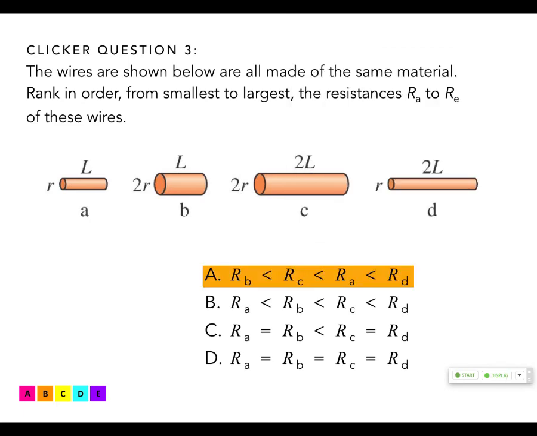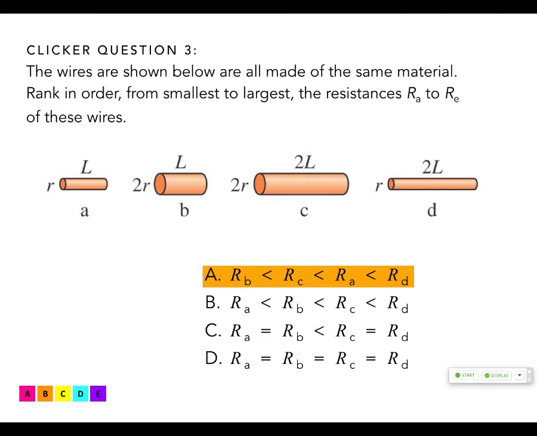The answer is going to be A, but we can go through this because we didn't get a full quorum. So we're looking for the resistance. What do we know about the resistivity? Same. Should be the same for all of them, okay? But the resistance, so resistance A, that's going to be rho L over pi r squared.